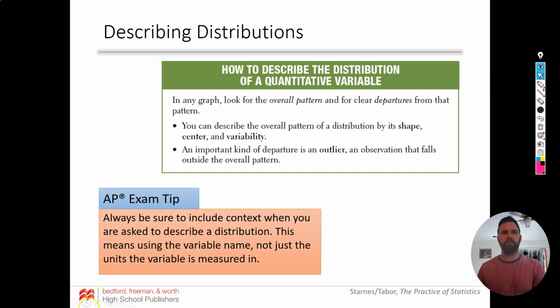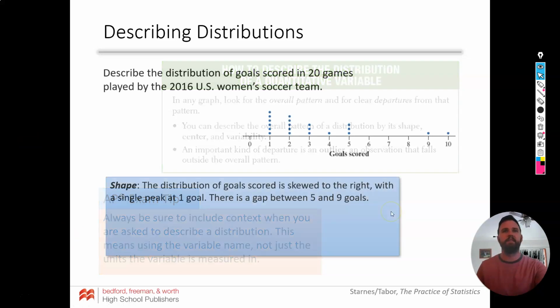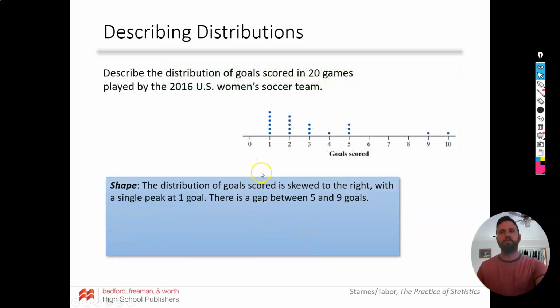Now make sure you don't just say the shape is symmetric, the outliers just 2, the center is 5, the variability is a lot. That means nothing. You need context. What I mean by context is, if we're looking at goals scored, here's our graph. The distribution of goals scored is skewed to the right, because that 9 and 10 over there are pulling the mean over. There is a peak at 1 goal.